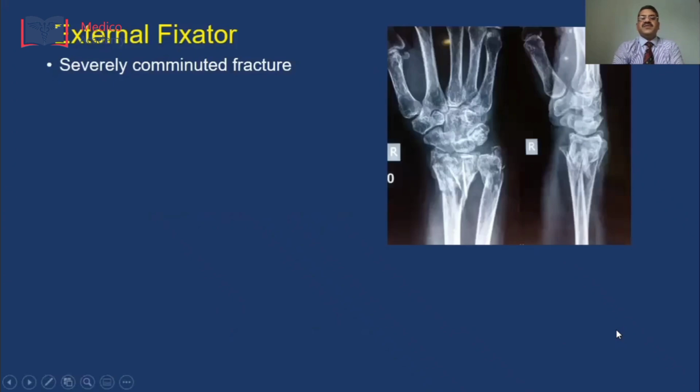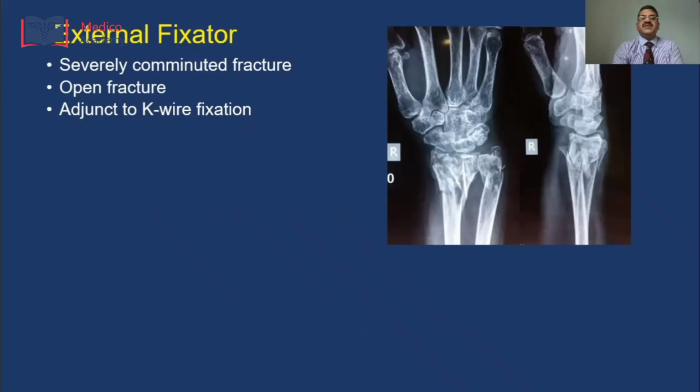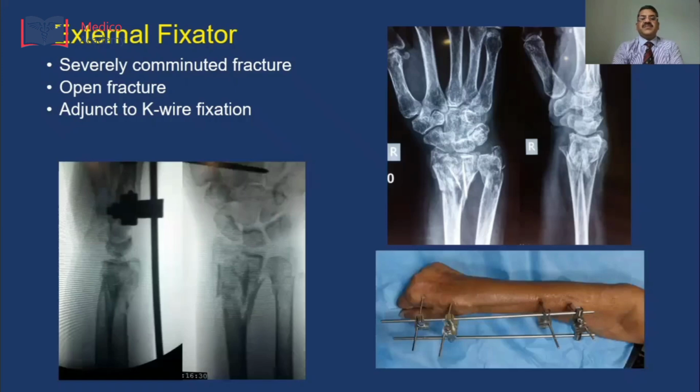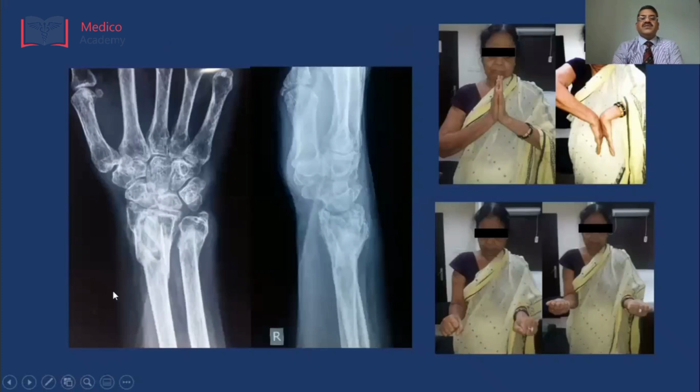External fixator, therefore, is reserved for severely comminuted fractures or open fractures, and it can be used in addition to K-wire fixation to supplement the fixation of K-wires. This is an example of a severely comminuted fracture. You can see an external fixator has been applied. And although it's not a perfect looking X-ray, the functional result is rather good in this elderly lady.